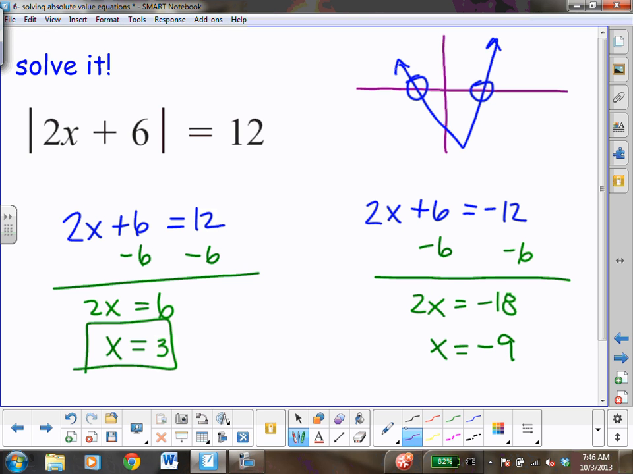So in this particular case, I have two solutions. One of those is where x equals 3, and the other would be where x equals negative 9. Obviously, this little sketch is not drawn to scale, but it gives you a visual of what the solutions of the graph look like.